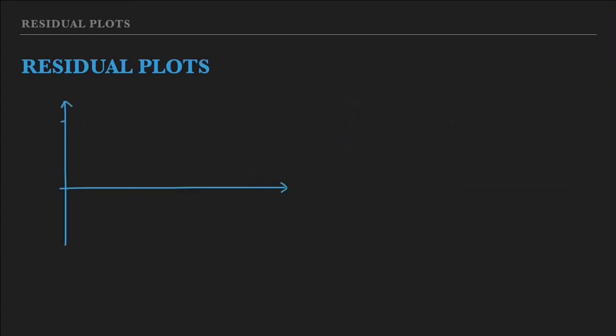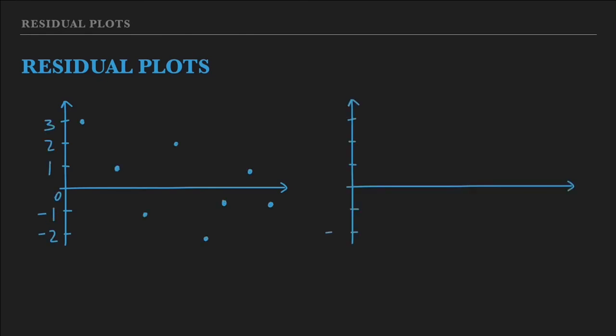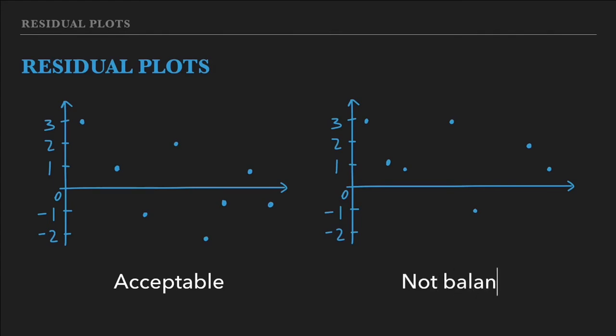Besides the patterns, we should also check if the points are balanced between the positive and negative values. In the second graph, most of the points are positive, so the line could have described the data even better if it was translated upwards.